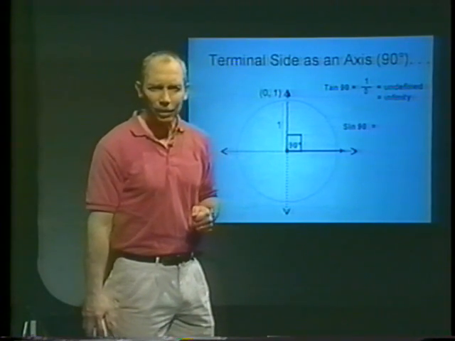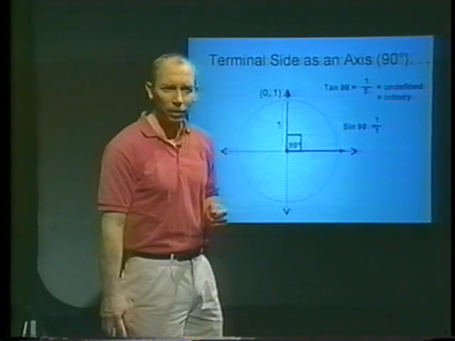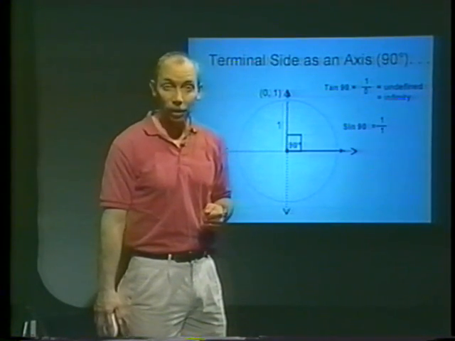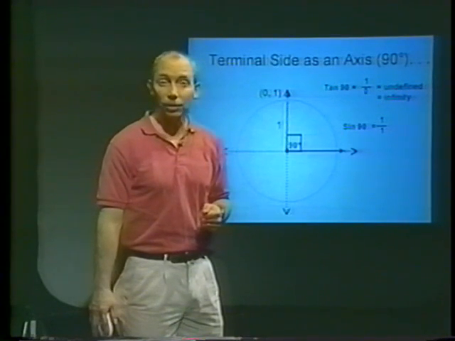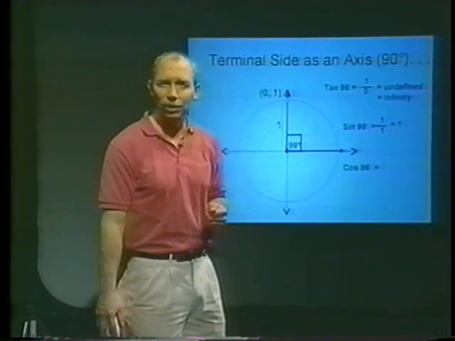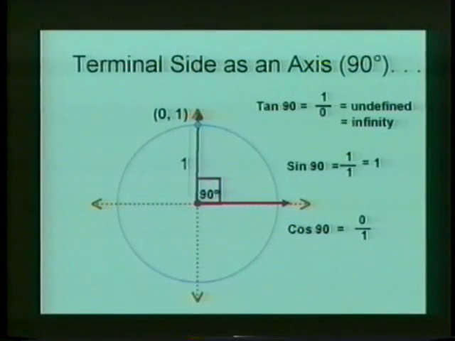The sine of 90 is going to be the opposite over the hypotenuse. What's the opposite in this case? The opposite of this very tall, thin triangle is 1, and the hypotenuse is 1. So the sine of 90 is 1. And the cosine is going to be the adjacent over the hypotenuse. The adjacent is nothing. It's a very tall, thin triangle, and the hypotenuse is 1. So 0 over 1 is 0.